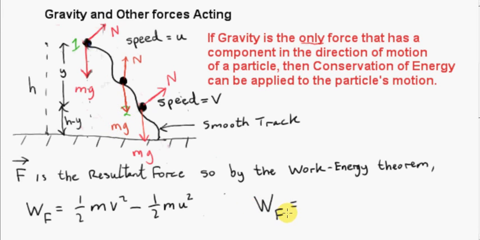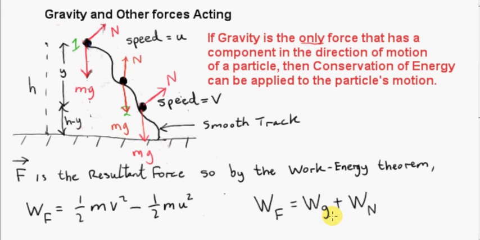Now, the work done by the resultant force in this case is the work done by gravity, which I will write as Wg, plus the work done by the normal force. Okay, so there's only two forces acting, and the only force that has a component in the direction of motion is gravity. So we might expect the work energy theorem to hold here, and hence conservation of energy should also hold if there's no friction.